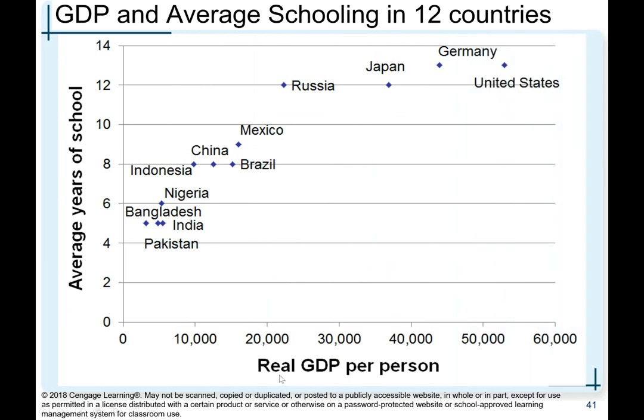GDP is also correlated with average years of schooling. Countries with high GDP also have high literacy rates. The average schooling in the United States, Germany, and Japan is about 12 years of education, whereas the average years of schooling in low GDP countries like Pakistan and India is about fourth or sixth grade.